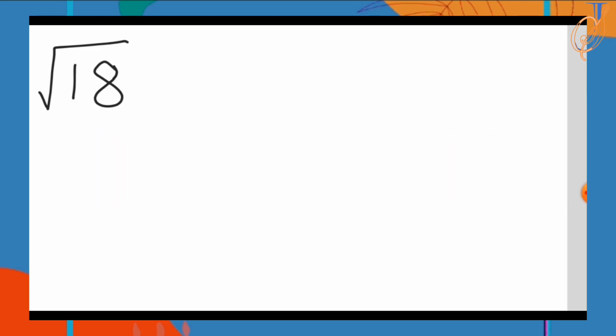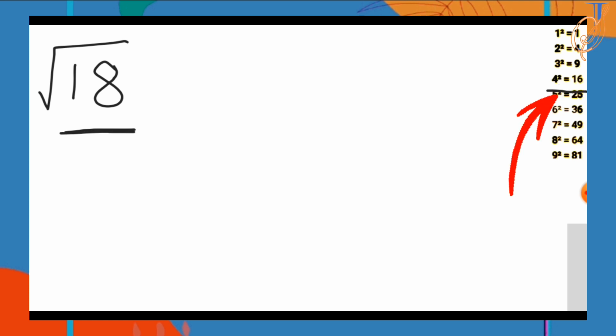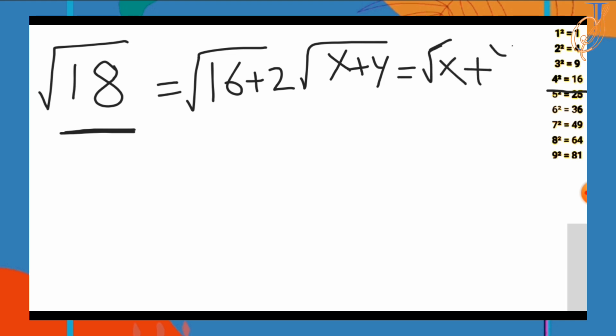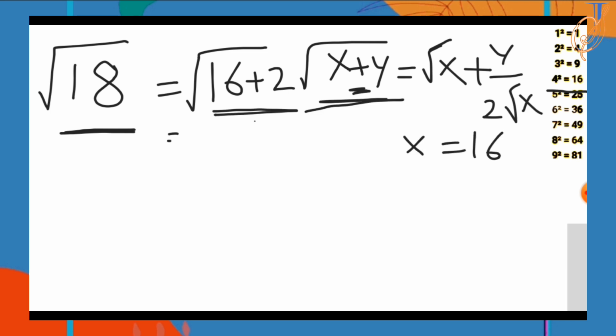Square root of 18. First, identify the closest square of the number 18. The closest square number to 18 is 16. So you have to write it in terms of 16, 16 plus 2. Use that formula. So what is the formula? Square root of x plus y is equal to square root of x plus y by 2 square root of x. Here x value is 16 and square root of 16 is 4. So y value is 2.